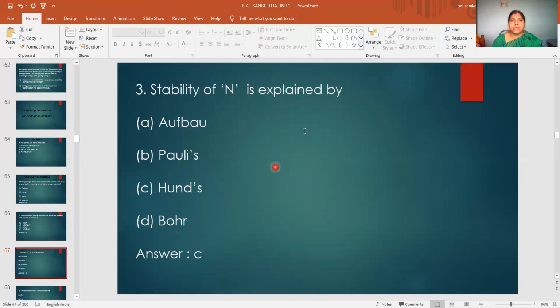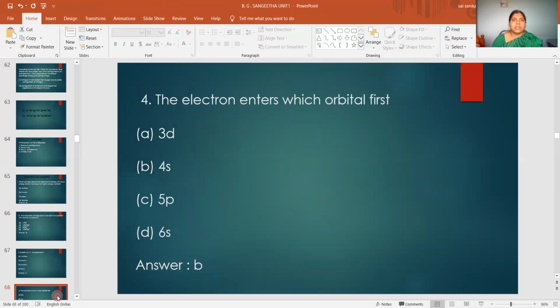Next, stability of N is explained by. Just now I explained the stability of N. N is more stable. So according to which rule? It is according to Hund's rule. That is C.